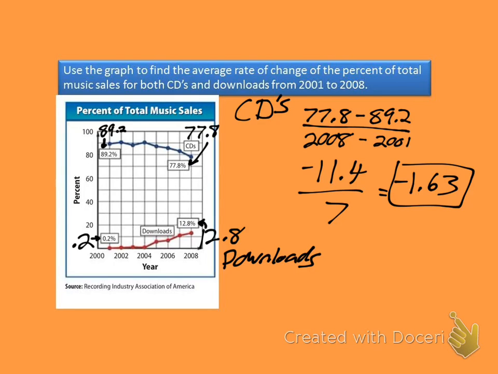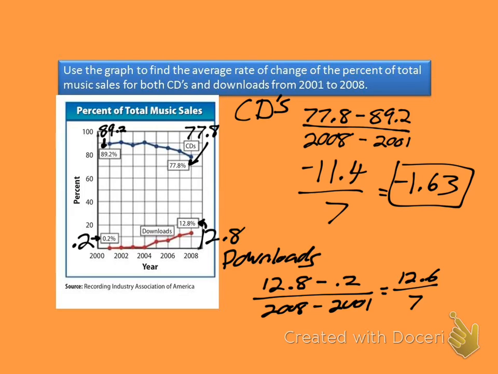And then you do it again for your download. Same process, same way. Get your percentages first because those are on your y-axis. So 12.8 minus 0.2. And then do the years they're associated with since those are your x-axis. 2008 minus 2001. 12.6 divided by 7, which I believe works out to be 1.8. Yep.